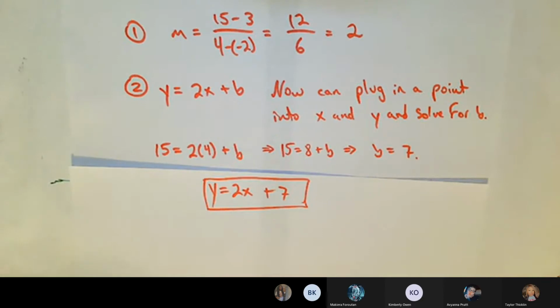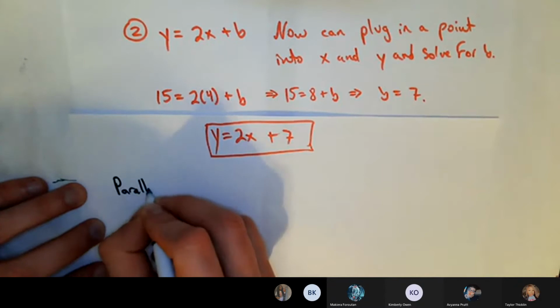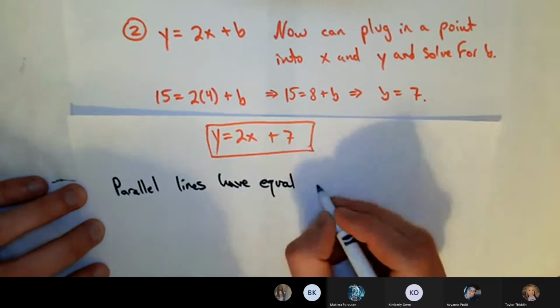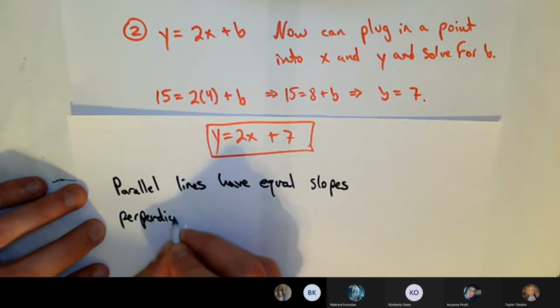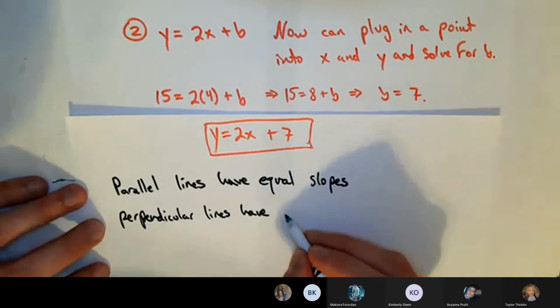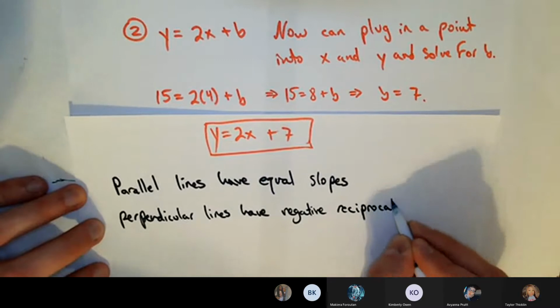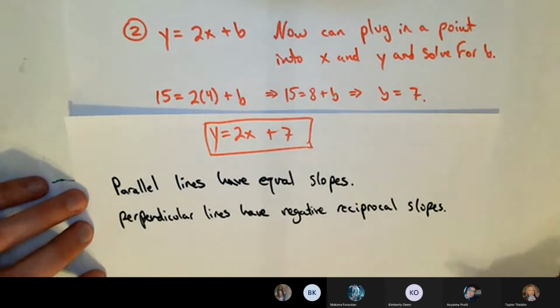All right, let's talk about parallel and perpendicular lines and the relationship to slope. Okay, here we go. Parallel lines have equal slopes. Perpendicular lines, now here comes a weird description, have negative reciprocal slopes. Okay, what does that mean?